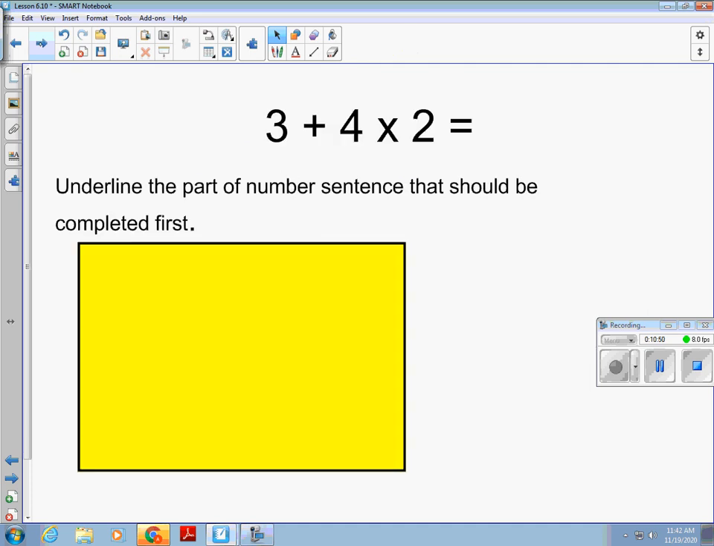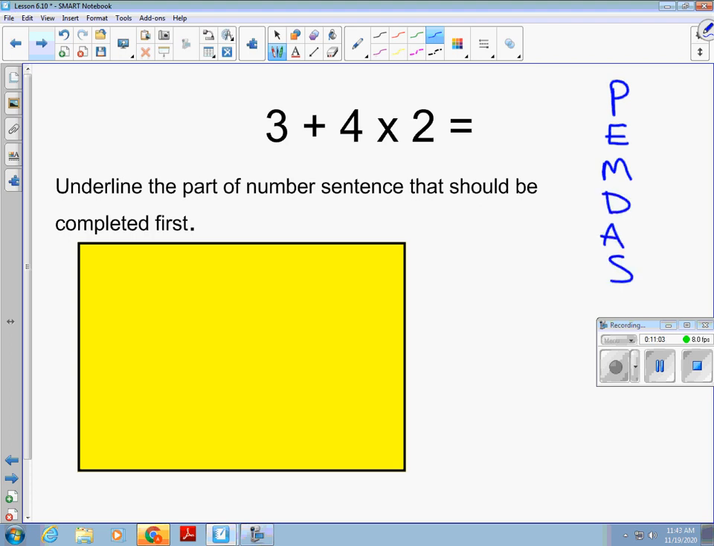All right, so if I look at this, then, if I know my Please Excuse My Dear Aunt Sally, and I look at 3 plus 4 times 2, what should I do first? I should do my 4 times 2 because multiplication comes before addition. So 4 times 2 is 8. Put that 3 on there.